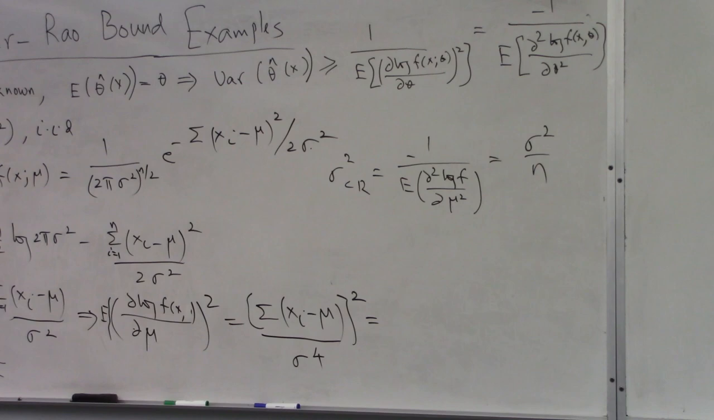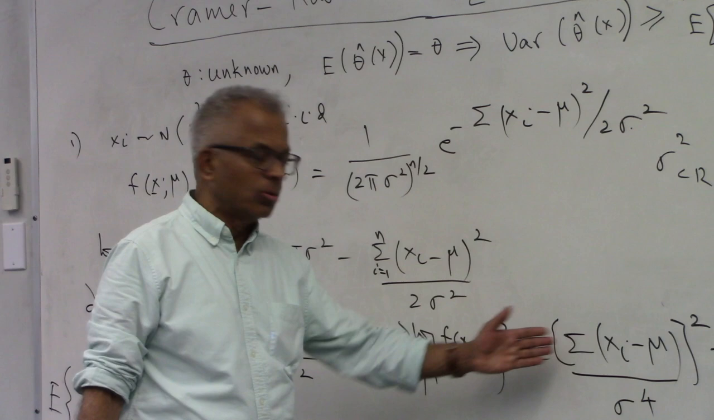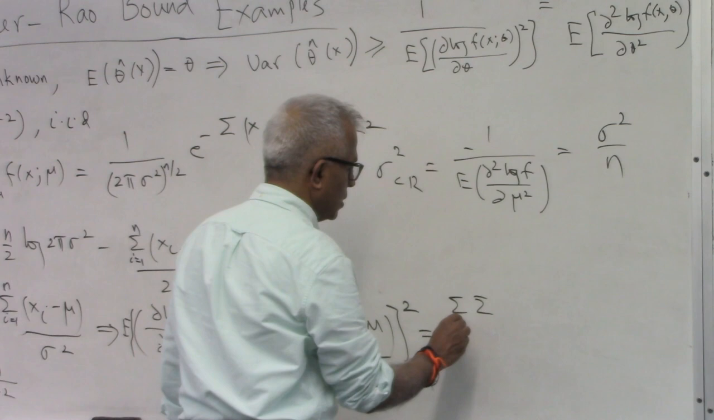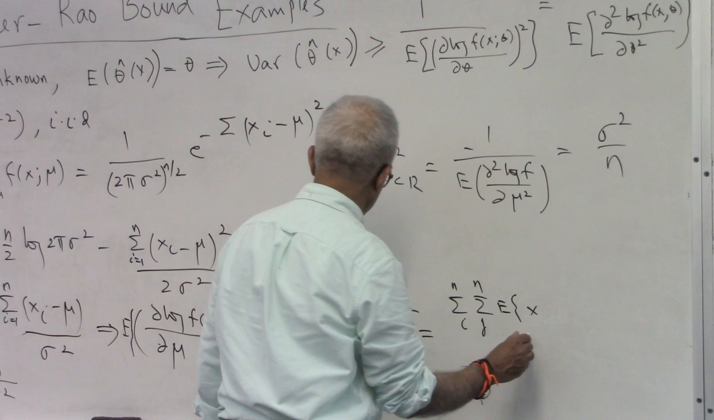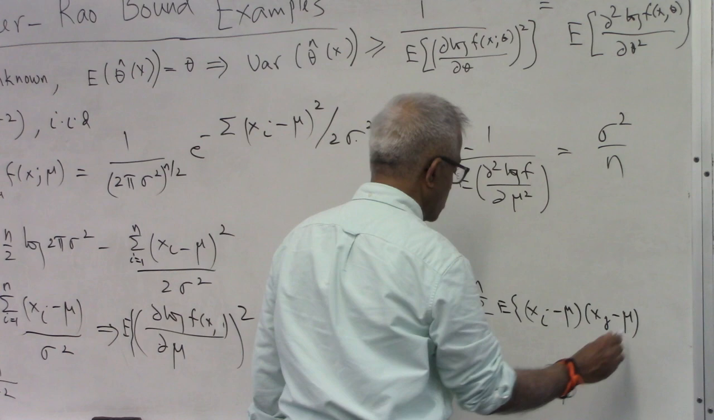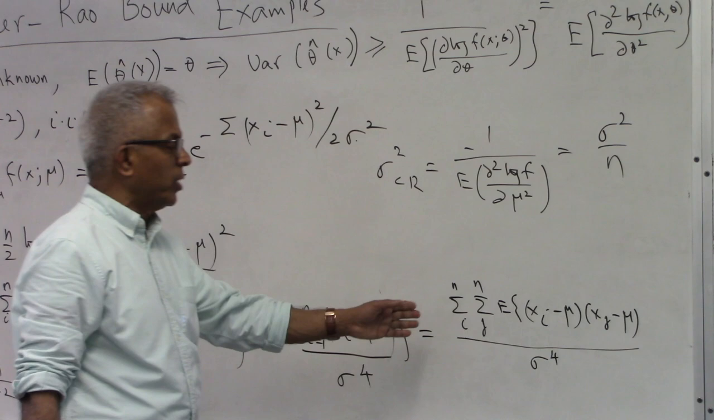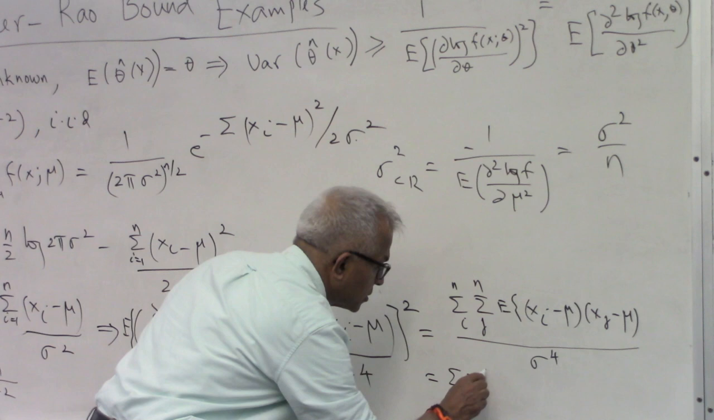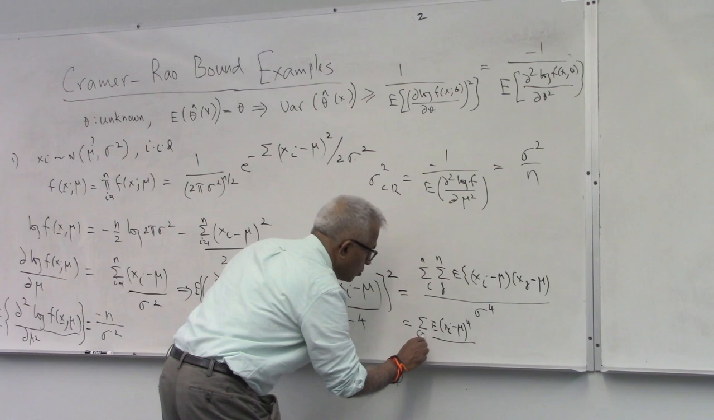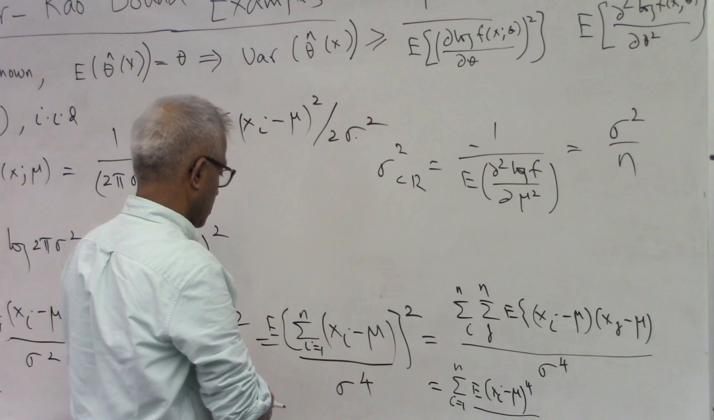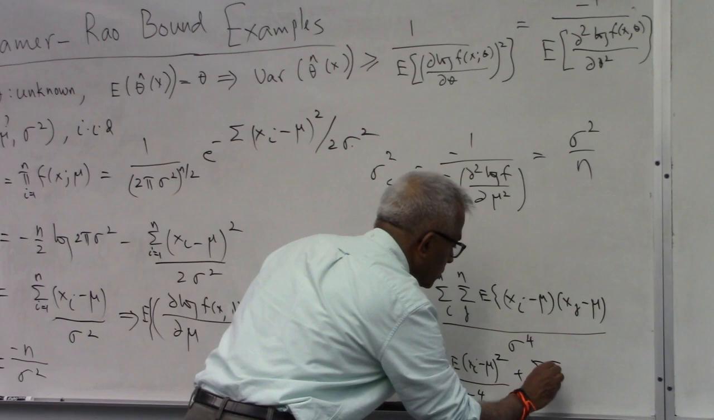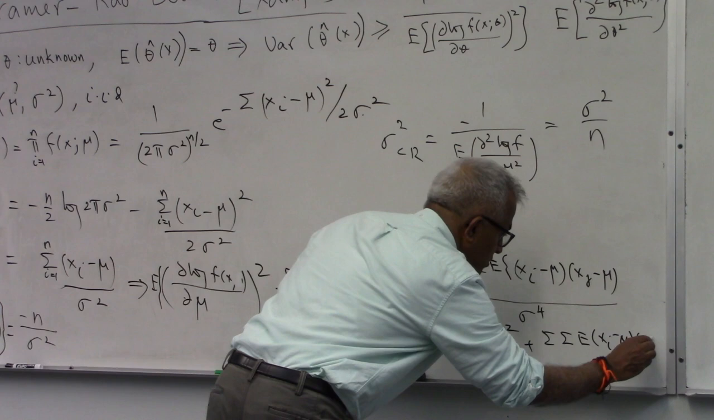Now, just for your sake, I'll do it this way also. You have to take the expected value of this, where i equals 1 through n, and it is squared, so this is a double summation over i and j of the expected value of (xi minus mu) multiplied by (xj minus mu), divided by sigma to the 4. You have to consider two cases, i equal to j and i not equal to j. For i equal to j, it is the expected value of (xi minus mu) to the power 4, summed over i equal to 1 through n. And for i not equal to j, you have the double summation of the expected value of (xi minus mu) times (xj minus mu).